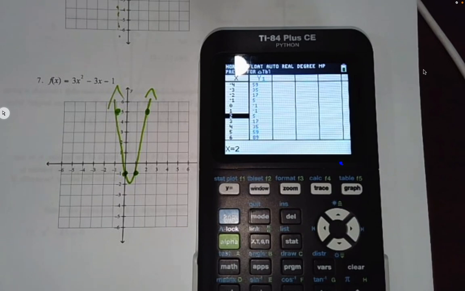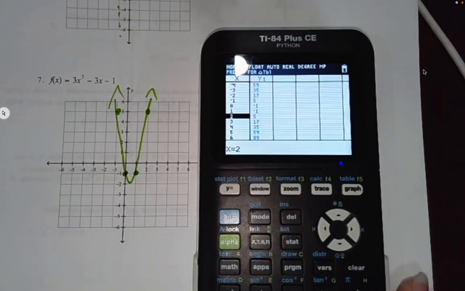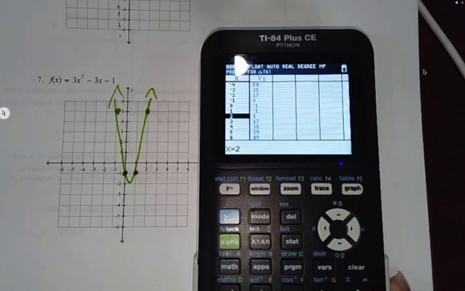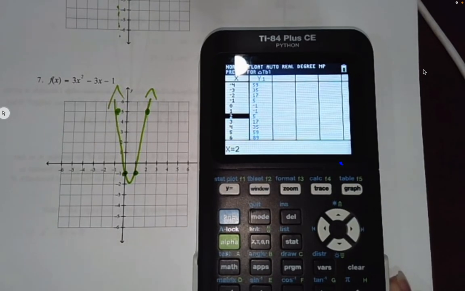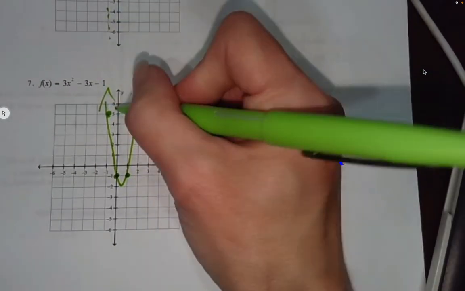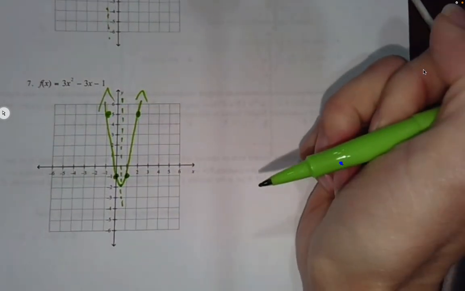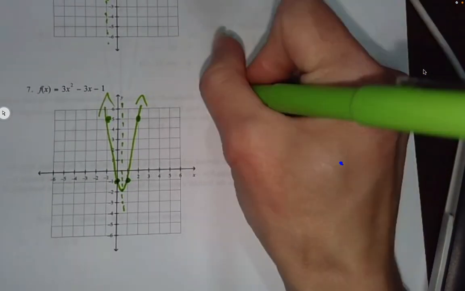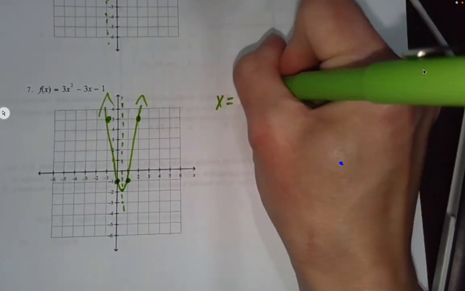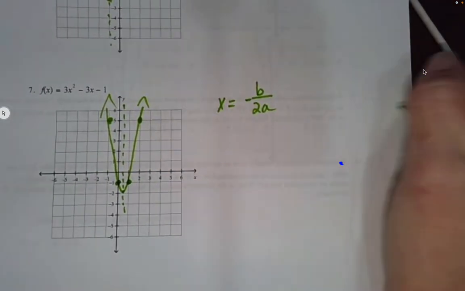But if you have trouble with the vertex and axis of symmetry, at least you can get half your credit here, all right, by just graphing. Now, what do y'all think the axis of symmetry is? What number do you think it's in the middle of the graph? What number is right here? I'm betting it's 0.5.